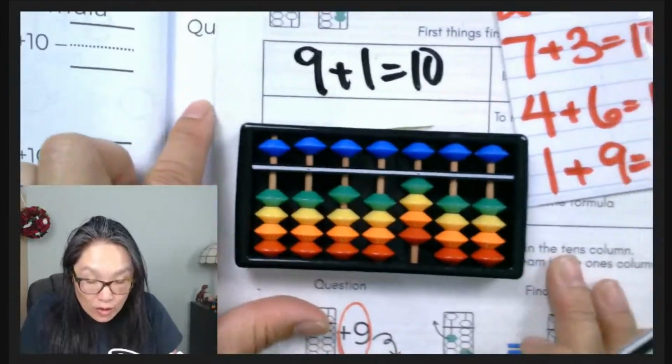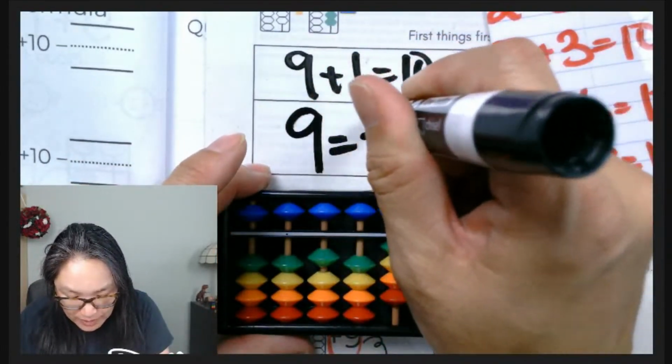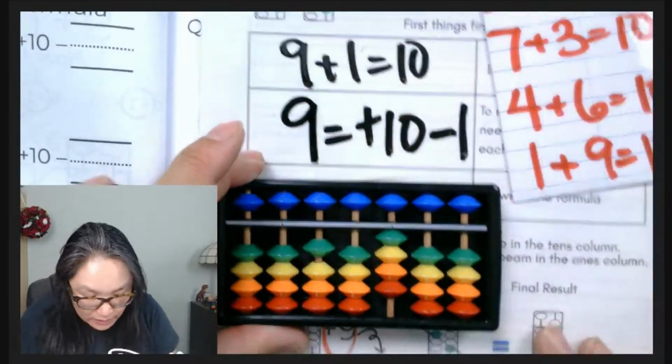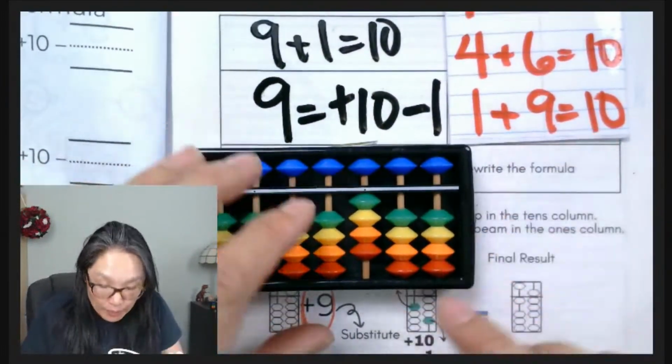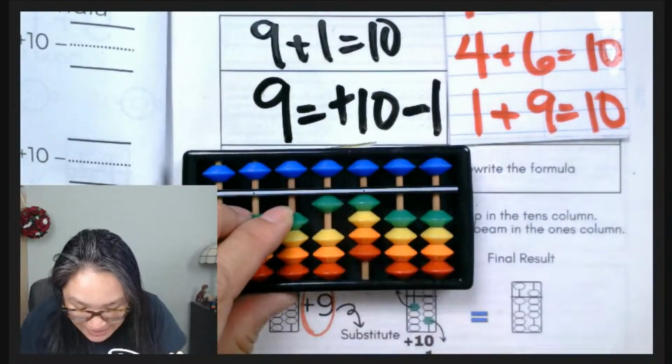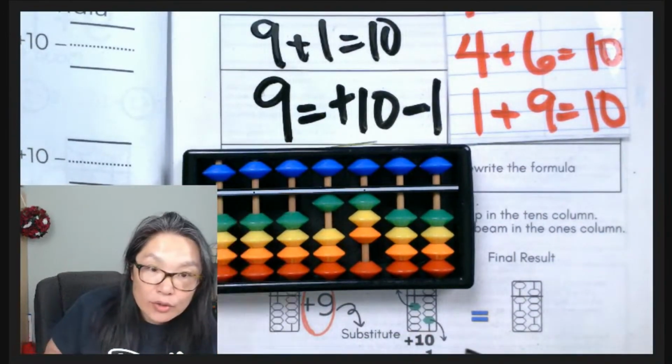I'm going to do 4. I'm going to add the 9. To add the 9, it's 9 is equal to plus the 10 minus the 1. Why? Because that's my partner. The 9 has a partner, and the partner is 1. So I'm going to add the 10, and I take away the 1. So my final answer is 13.